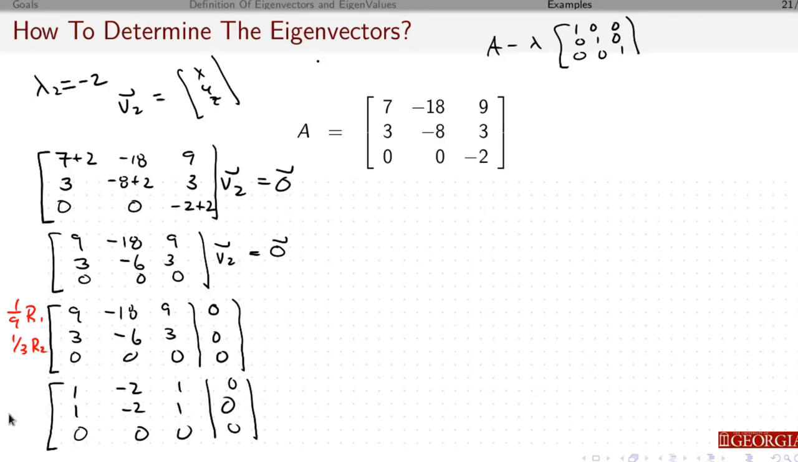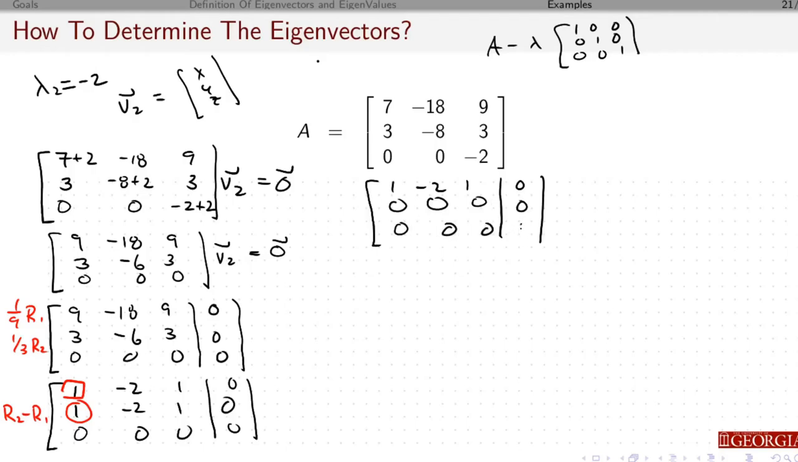And so now I'm just going to take, there's my pivot. I'm going to get a 0 there. So I'm going to take row 2 minus row 1. So I leave this alone. I'm going to get 1 minus 1, minus 2 plus 2, 1 minus 1. I leave that row alone.